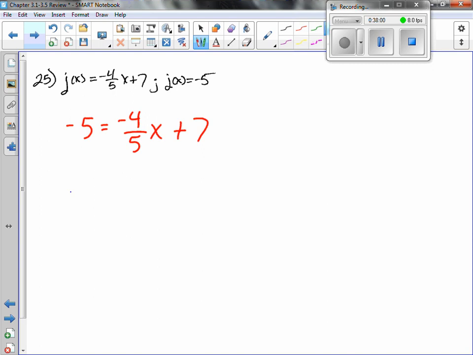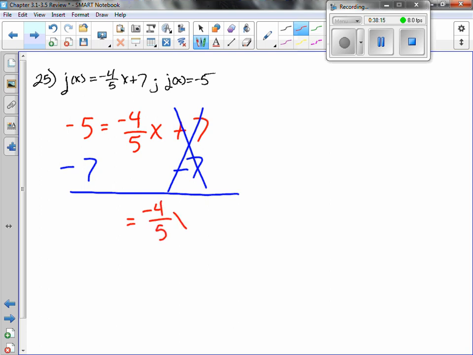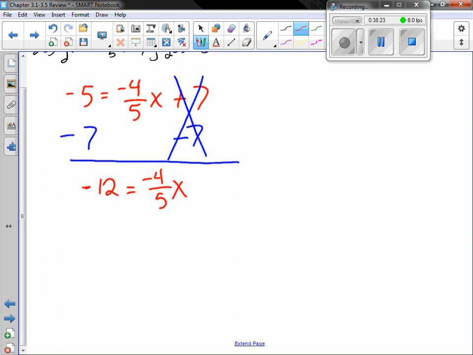So we still need to get the value of x by itself. So the first thing I would do would be to subtract 7 from both sides, because 7 minus 7 is 0. 4/5 x is going to equal negative 5 minus 7, negative 12. What can we do next?